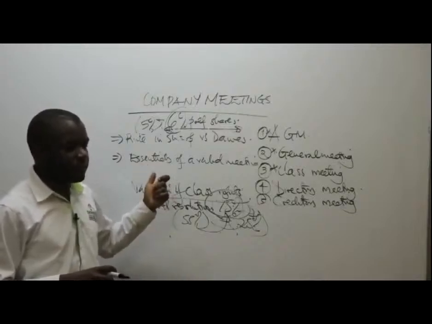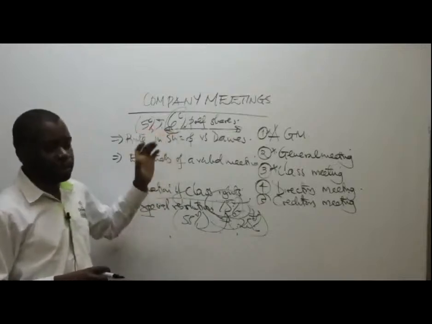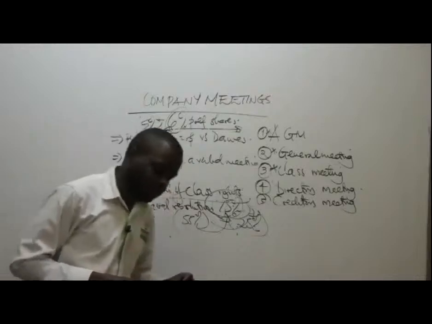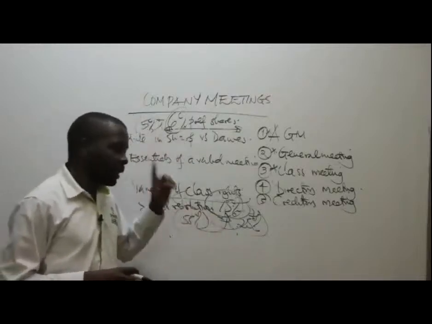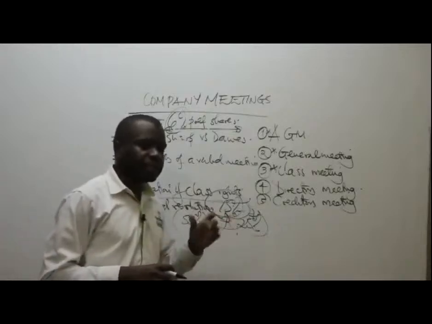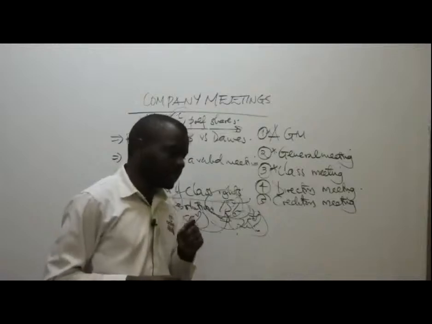So for example, to vary the dividends from 6% to 5%, the company will proceed. However, the minority in that class of shares still have a window to object to the variation. How do they do it? This is how they'll do it.